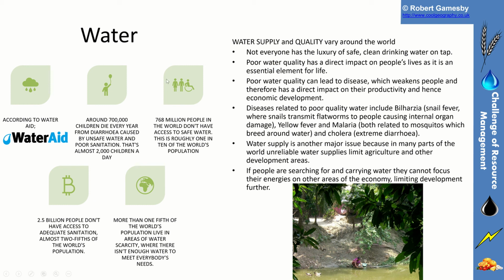So that's a bit on water access, but there are also issues around quality, because not everybody has clean, safe drinking water, and poor quality water can massively impact people's lives. We've got plenty of diseases related to poor water quality, including bilharzia from snails, yellow fever, malaria and cholera. Poor supply also limits agriculture, and people searching for water actually waste their time.